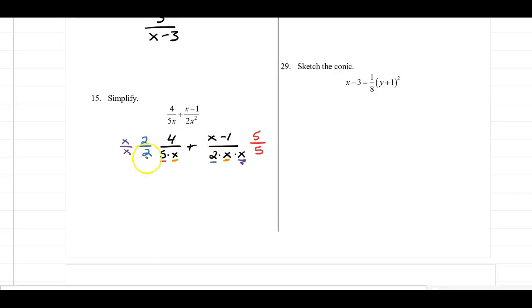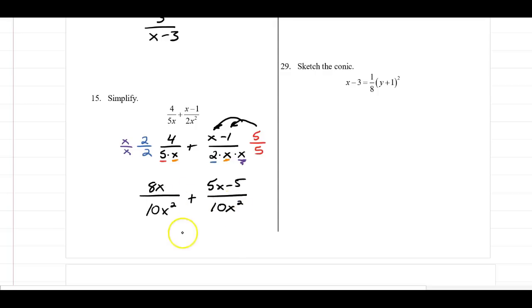So now I can clean this up, and so I get x times 2 times 4, which is 8x on top. And on the bottom now, x times 2 times 5 times x gives me 10x squared. On the right, now this has to be distributed. So we get 5x minus 5 over 5 times 2 times x, which is 10x squared.